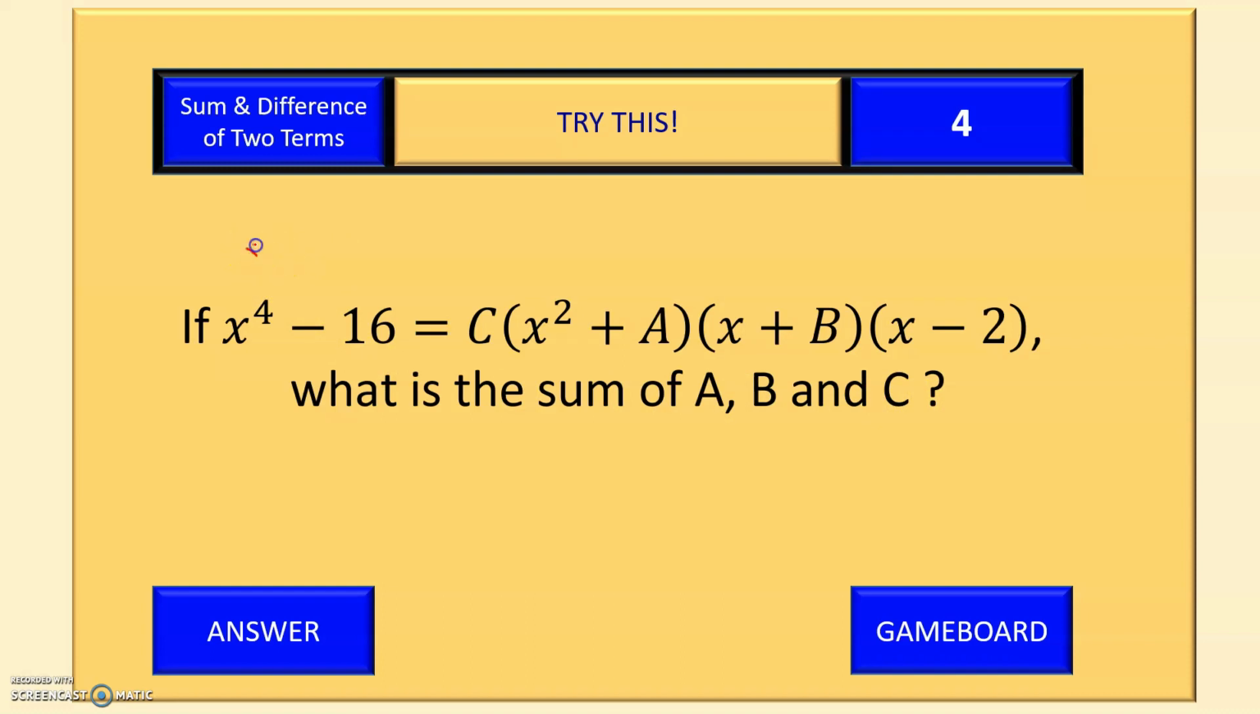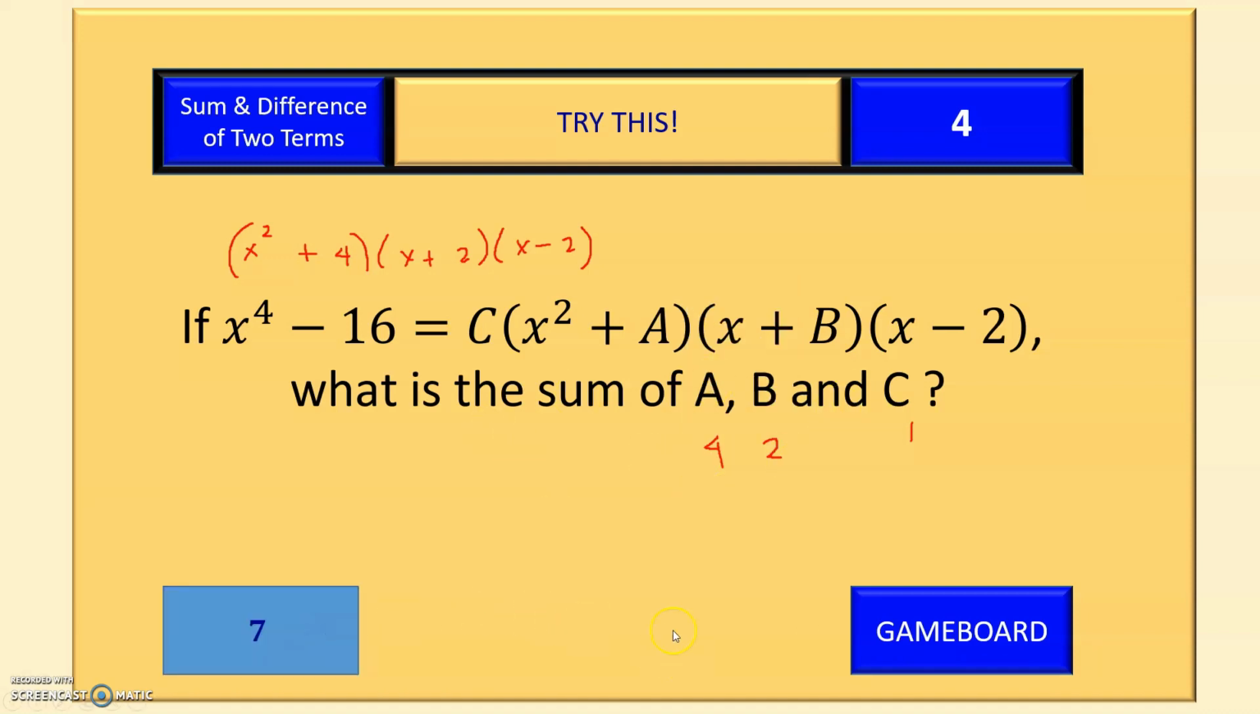That's difference of two squares. So that is x squared plus 4 times x squared minus 4. But we know x squared minus 4 can be further factored as x plus 2 times x minus 2. There you go. So, clearly, the value of c is 1, then x squared plus 4 corresponds to x squared plus a, therefore, a is 4. And lastly, my b here is actually equal to 2. And as for the sum, again, the answer is 7.